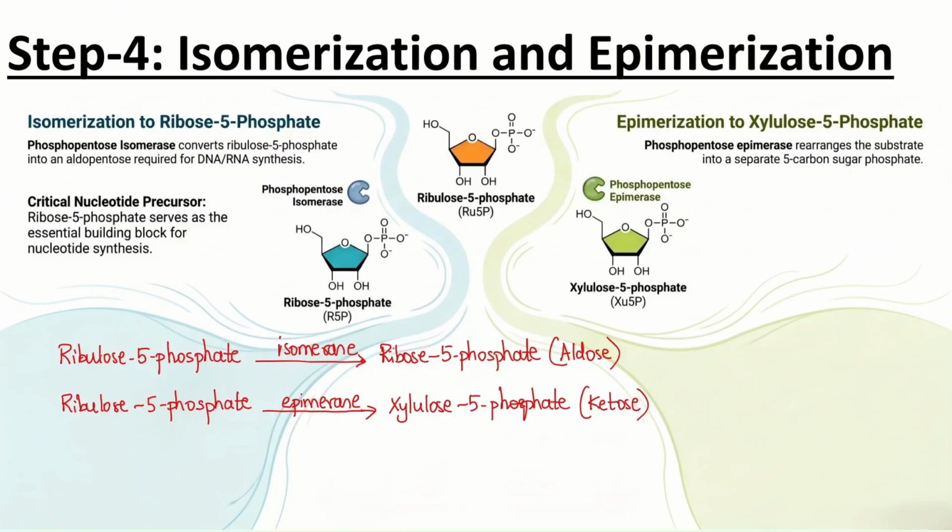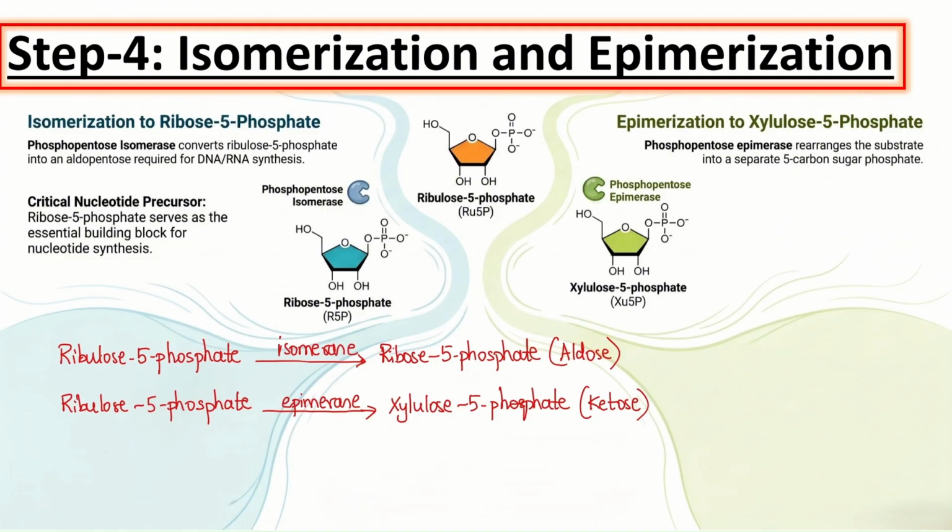After the oxidative phase generates the ribulose 5-phosphate, the pathway enters the non-oxidative phase. That is, now we are talking about the non-oxidative phase. Here, the pentose phosphates are converted into intermediates of glycolysis. The fourth step is the isomerization and epimerization. Ribulose 5-phosphate undergoes structural rearrangements. It serves as a substrate for 2 different enzymes, resulting in 2 distinct 5-carbon sugar phosphates.